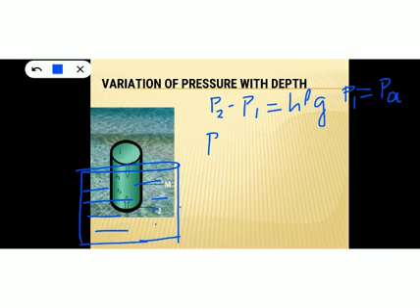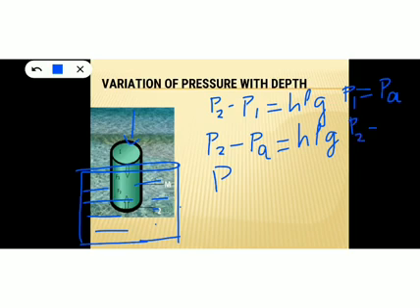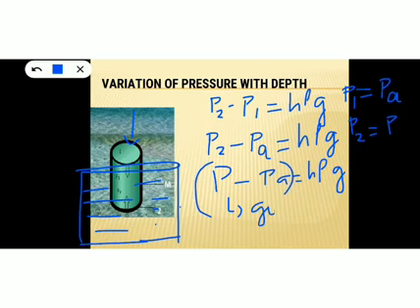Okay, so we can write P2 minus atmospheric pressure. Now P1 is PA, atmospheric pressure, because the atmosphere is exerting pressure at point 1. So the pressure acting at point 1 will be atmospheric pressure, and that is equal to H rho g. And if there is no P1, then no relevance in writing P2. So we can write simply P2 can be equated to P. Okay. So P minus PA is equal to H rho g. So this P minus PA is called gauge pressure. And from this expression, what is P? P is equal to PA plus H rho g.